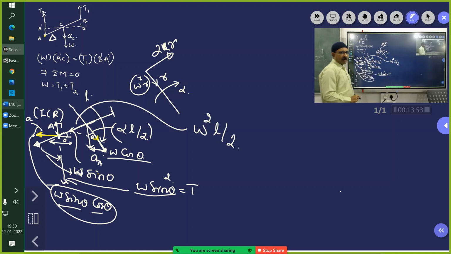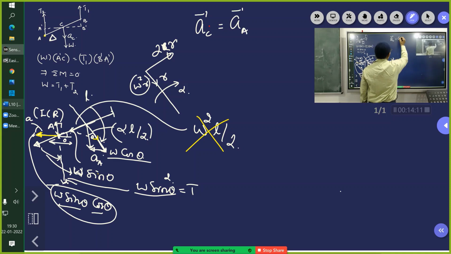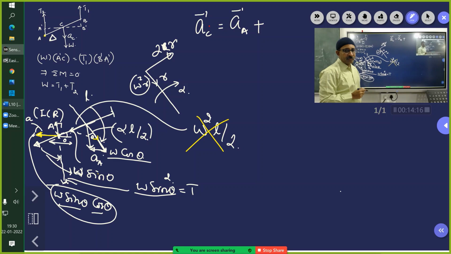Initially it is zero, but omega is 0. Therefore there will be no radial component, no radial component of the acceleration. But AA will be there. So our AC bar equation will be AA bar plus what else?